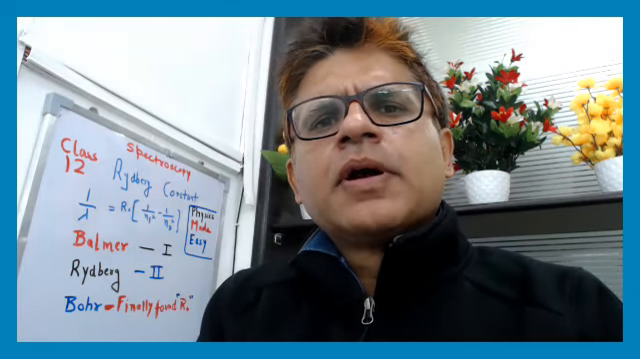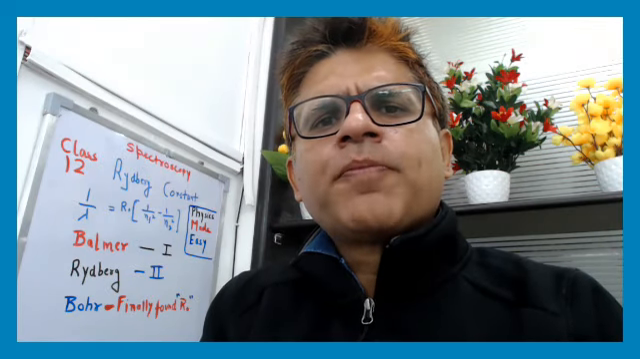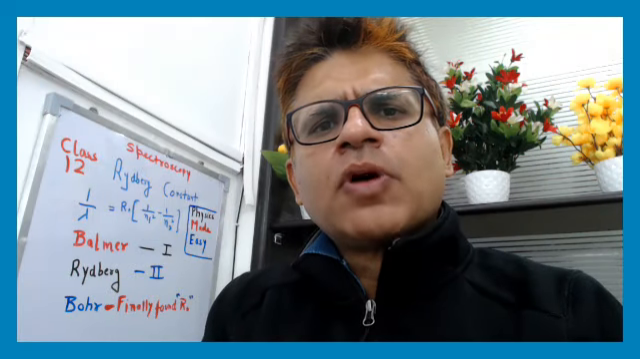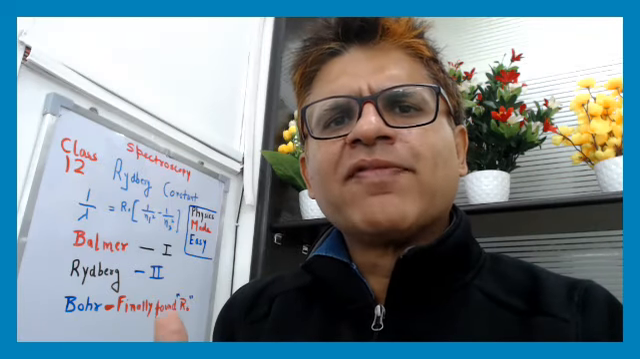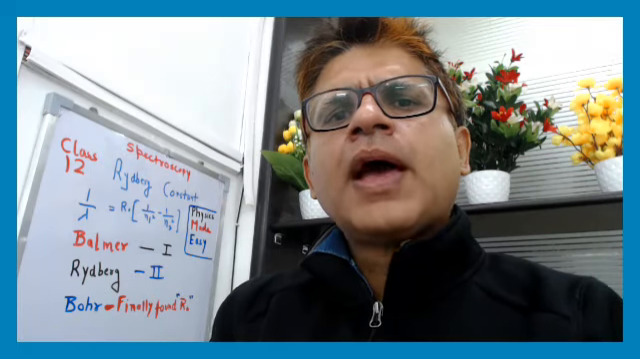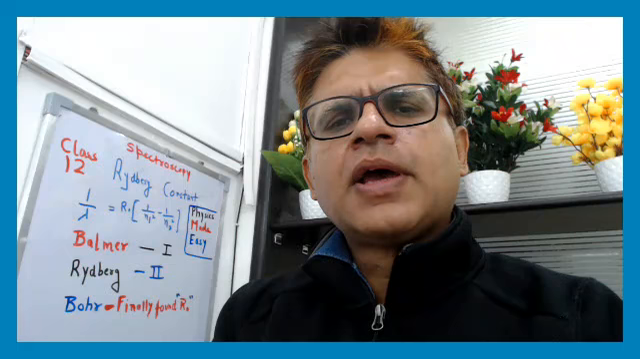Remember, Rydberg gave a formula to calculate or predict the wavelength when an electron jumps from one orbit to another, right? So it tells you what is going to be the wavelength using the Rydberg formula. Now this formula has to be adjusted if it's a non-hydrogen atom.